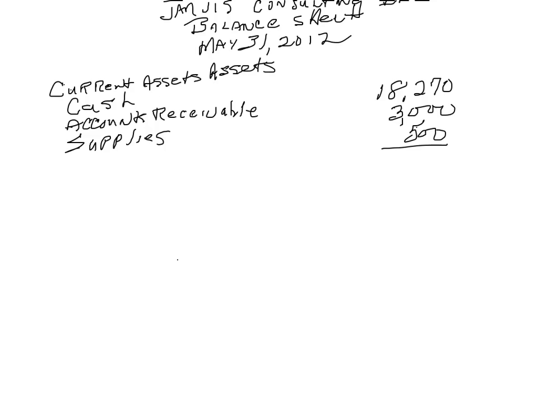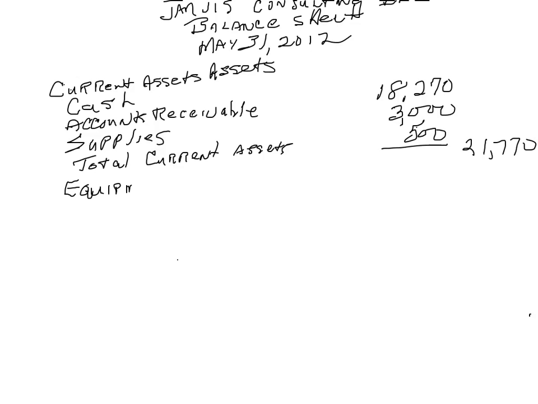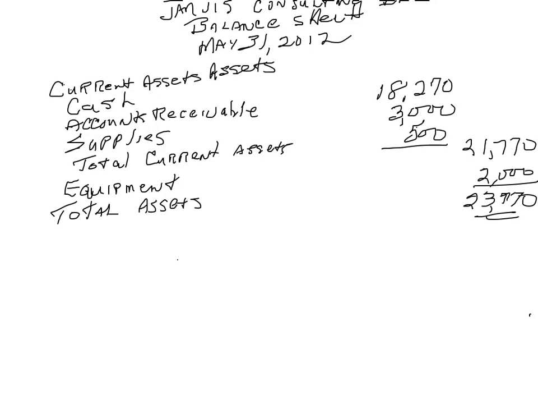So therefore, total current assets, carried to the outside, $21,770. Now we have one fixed asset, so equipment, no depreciation yet. So I'll just put it to the outside, $2,000. We bought the equipment. Total assets, $23,770, just like I had on my sheet. Now we have liabilities and shareholders' equity.